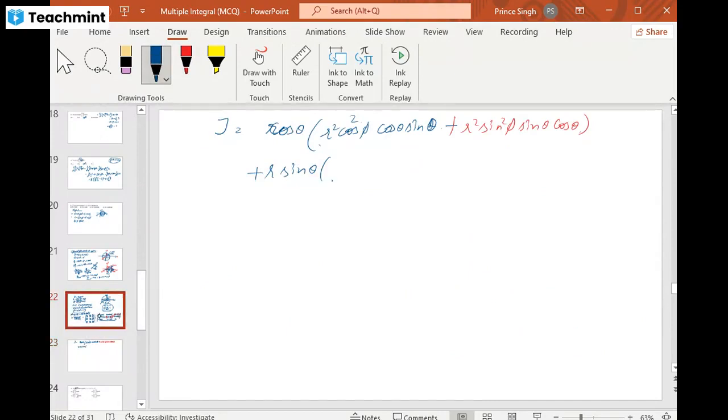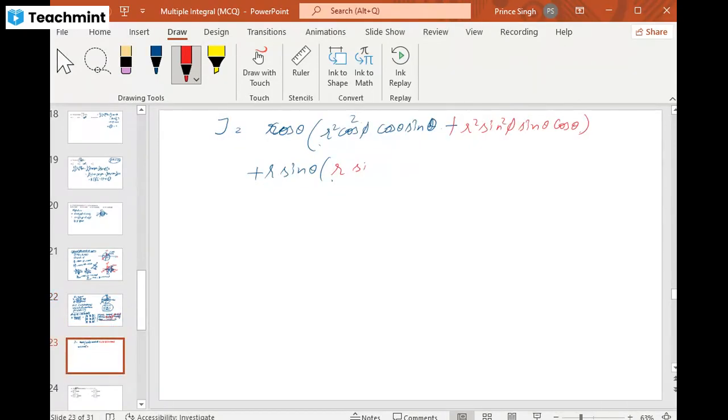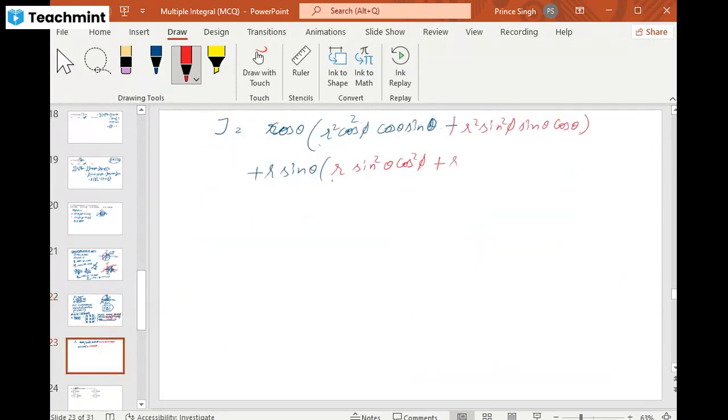Now again, we are going to consider this column and this row. So we multiply this with this. So sin theta cos phi is common. So r sin square theta cos square phi, r sin square theta cos square phi. Then again this into this. Negative becomes positive. r sin square theta sin square phi plus r sin square theta sin square phi.